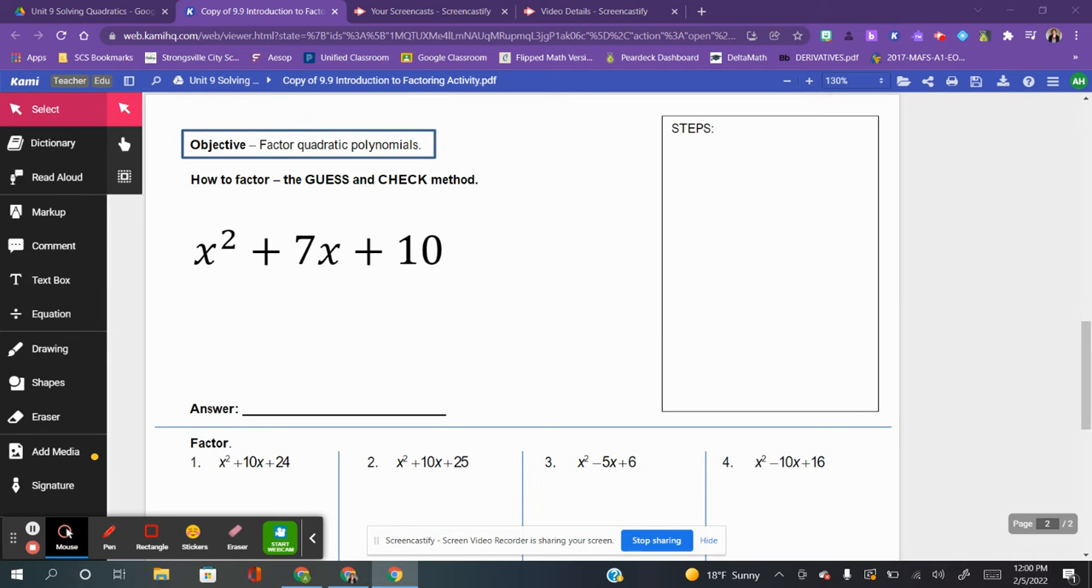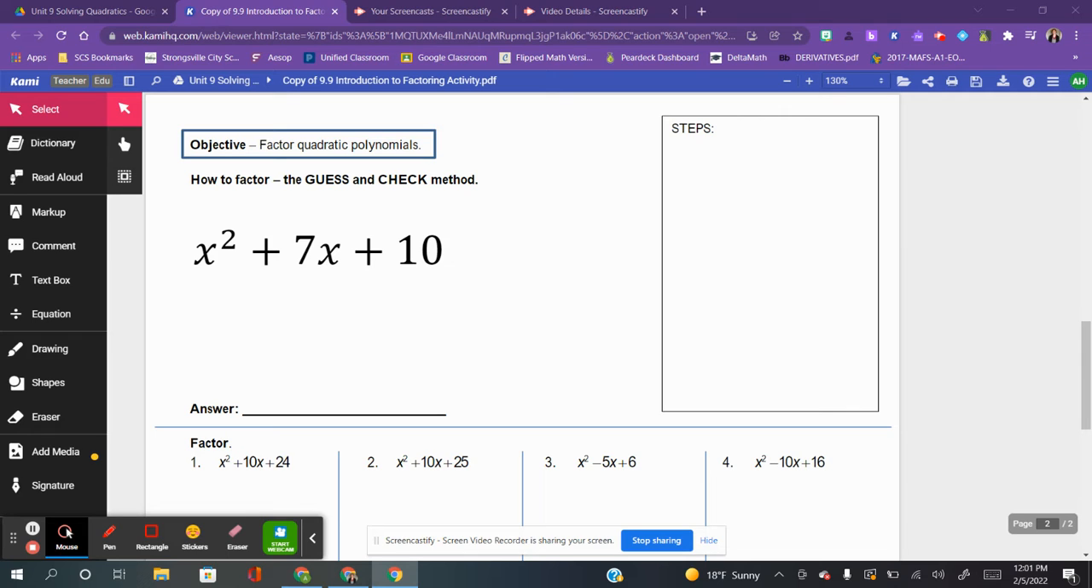Okay, so on the front side of 9.9, you were given the trinomial and you were given one of the factors, and your job was to find the missing factor. We talked about the strategy of x times x being x squared and looking at what two numbers multiply to give me the constant. And so now your job is to be able to find both of those factors. You will not be given one of the factors on this back page. And so let's talk about how we can do that.